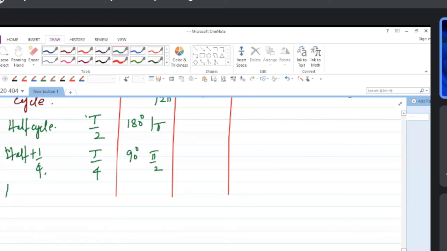Let's start with T/8. T/8 is 45 degrees. Then 2 times of this, that means T/4. T/4 is 90 degrees. This is actually 2 times of T/8. Then 3 times of T/8. So that means 3 times of T/8, what will you get?